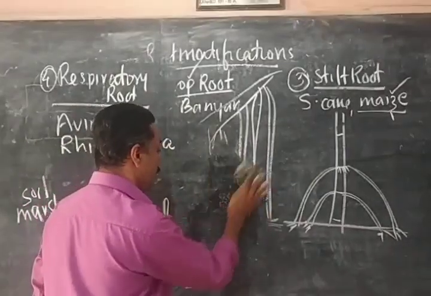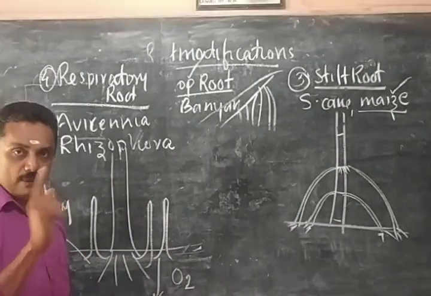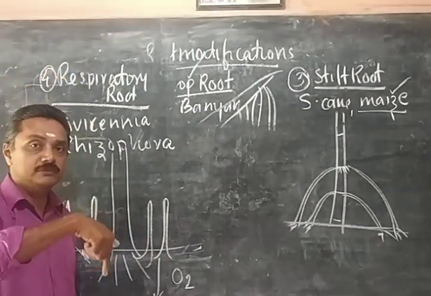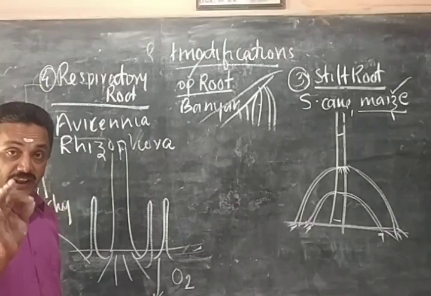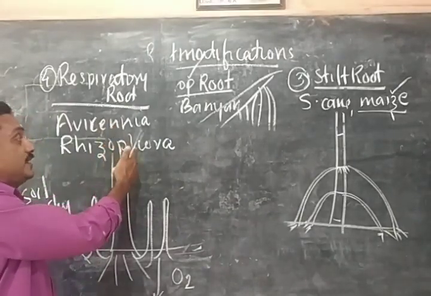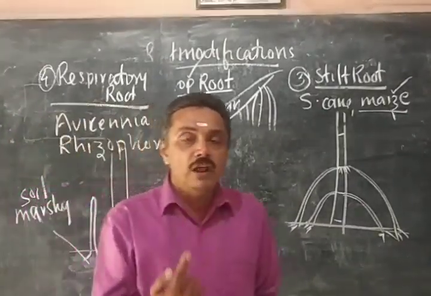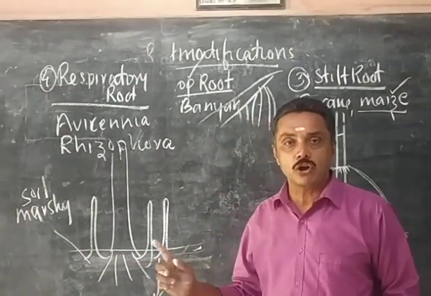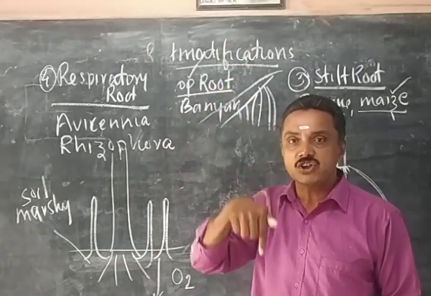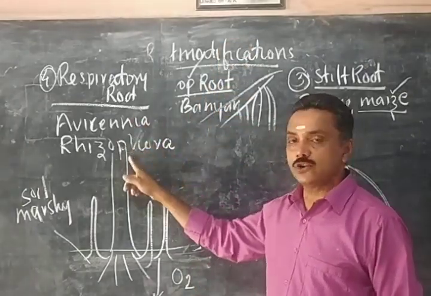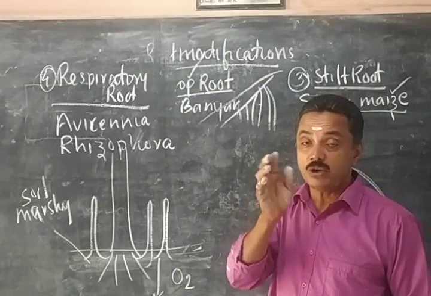And these roots are called respiratory roots. Remember that roots are always growing downwards. We use the term positively geotropic. But very rarely, in plants like Avicennia and Rhizophora, roots will come above the soil level. When they are growing above the soil level, we call it negatively geotropic. So roots are always positively geotropic, growing downwards in the soil. But in plants like Avicennia and Rhizophora, roots grow above the soil level. Negatively geotropic examples you have to remember.